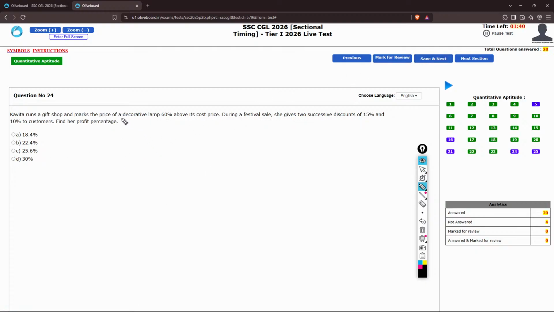Kavita runs a gift shop and marks the price of a decorative item at 60% above the cost price during the festival. She gives 10%, or rather 15% first. So 15% of 160 is 24. So 24 rupees. Then again 10%, right? So 13.6 went. So 0.4 will remain, and then 22.4.